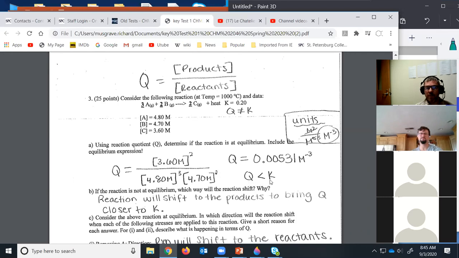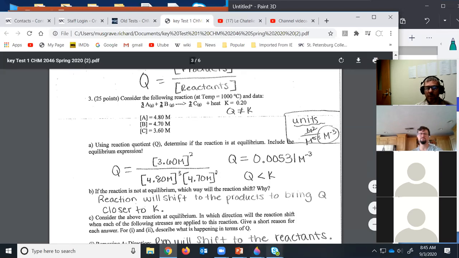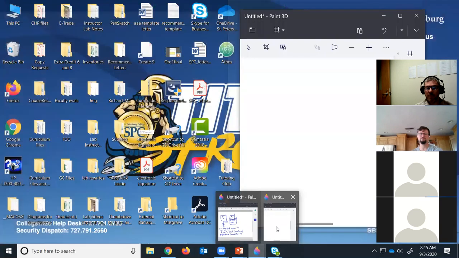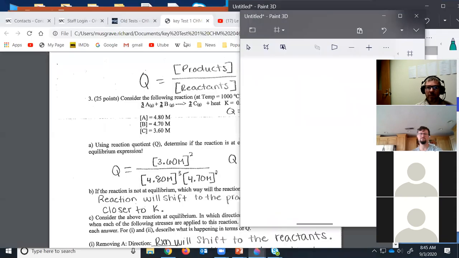So in this case, you can see Q is going to be less than K, which makes it not at equilibrium. Does anybody want me to show? Does anybody not understand where that unit's coming from? If you wanted to do a unit, but you don't have to do the unit. Did you want me to show?